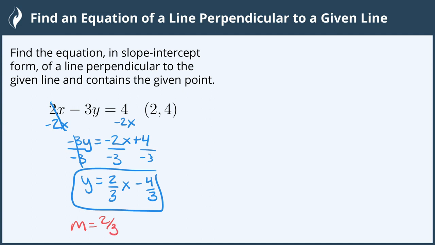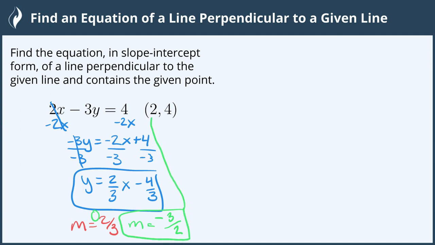To find a perpendicular slope, that means we take the opposite reciprocal. So we need to take the opposite sign. Because this one's positive, our opposite will be negative, and the reciprocal will be the inversion of the fraction. So instead of 2/3, the reciprocal is 3/2. So this is the slope of our perpendicular line.